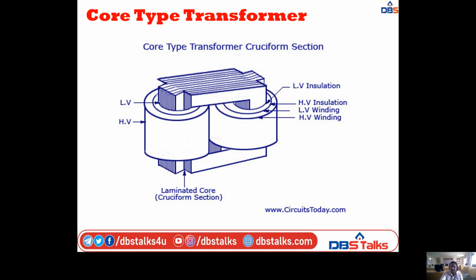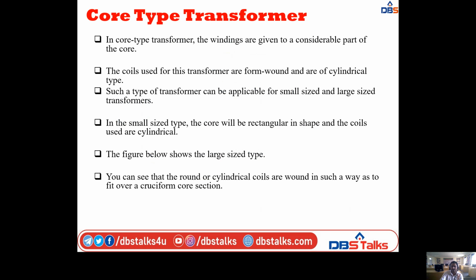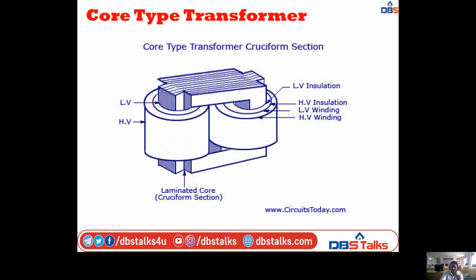That means detailed construction. I showed one diagram previously. That is also a core type transformer, and this is also a core type. Both are similar, but this one is in a cruciform section. Here also the windings are given to a considerable part of the core. The cylindrical shape fits over the core.